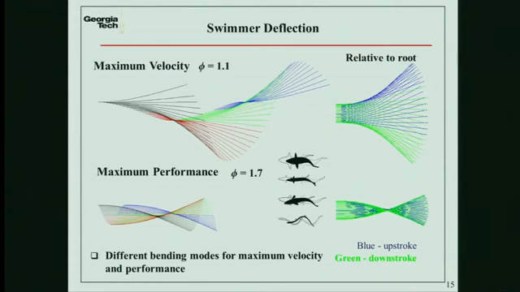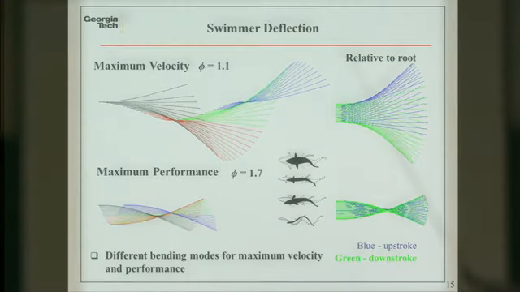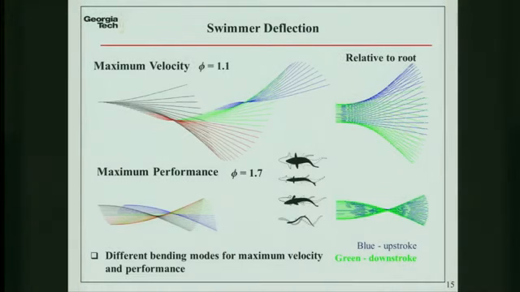But if you look at this picture, when we plotted all these profiles to the same position at the root, we can see it's indeed the first resonance. The phase shift between root and trailing edge is 90 degrees, so it is indeed the resonance.